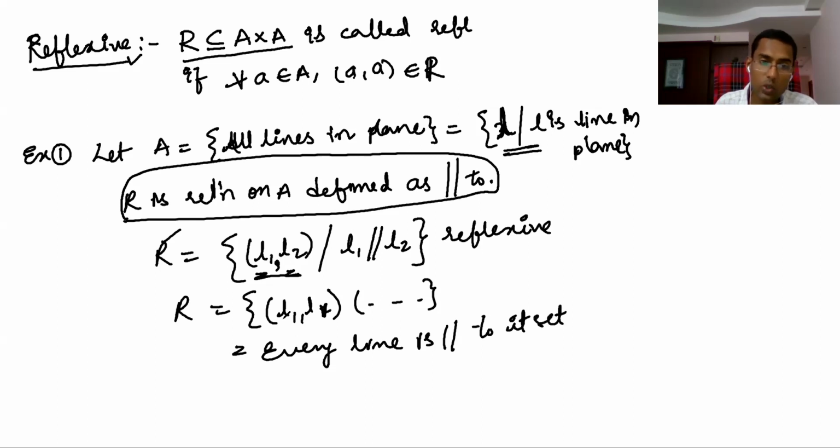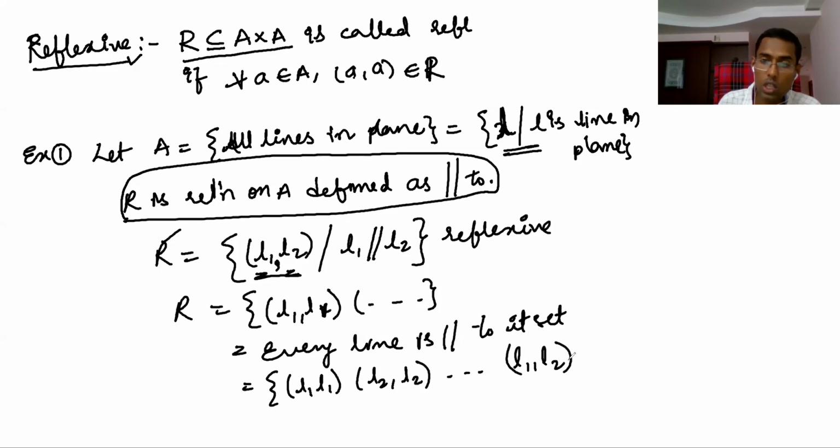So any line you take, L1 is parallel to L1 only, L2 is parallel to L2 only. If for example L1 is parallel to L2, that is also there. But to check reflexive, whatever line you take in the plane, every line is parallel to itself. Therefore it is reflexive. So I'll give you a clearer example.